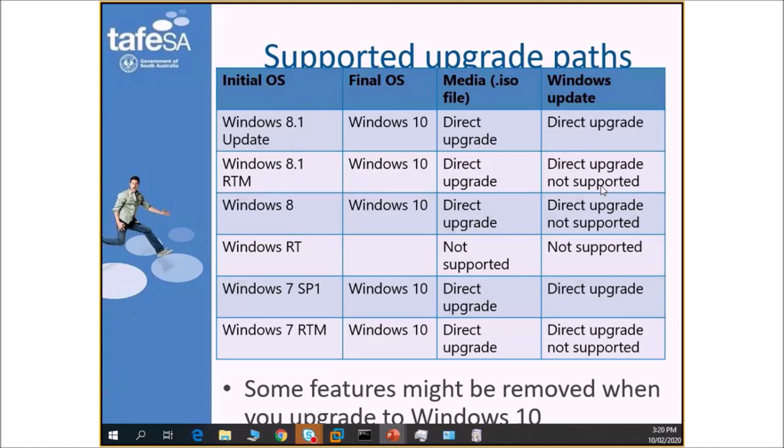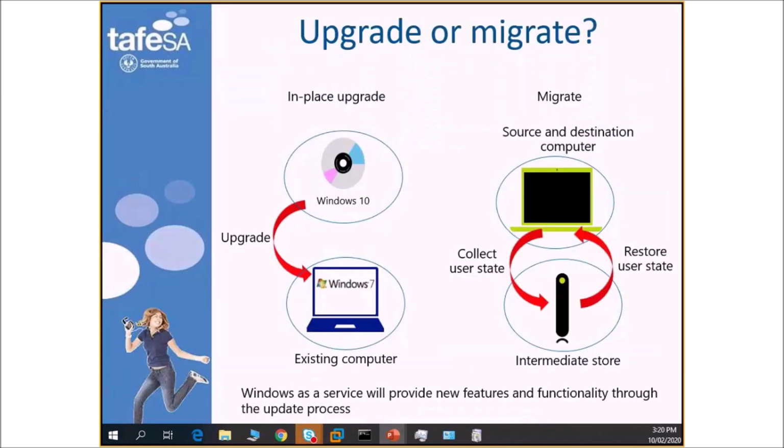But the Windows update, so if you have Windows 8.1, you can upgrade to Windows 10 and or do it with an update. With all of these other ones, you cannot do that. So you got to understand that also some features may be removed if you upgrade from wherever it was to Windows 10. There's always this question: upgrade or migrate?